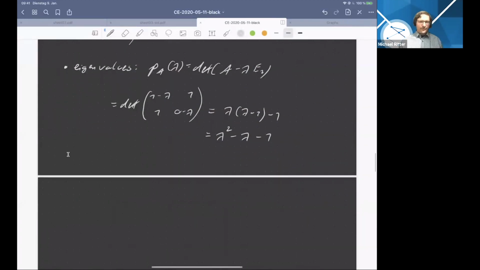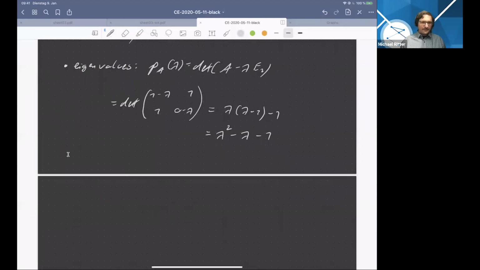So we're looking for the roots of this polynomial here. And we can simply compute those using the usual quadratic formula here. So the roots of this are minus minus 1, that's plus 1, plus minus the square root of 1 squared is 1, plus 4, divided by 2. So what we get is 1 plus minus the square root of 5 over 2.